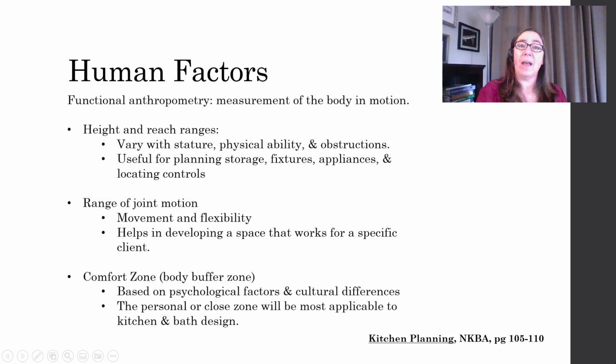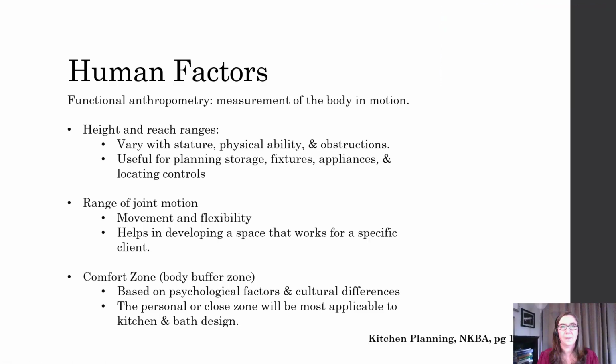We need to know this in order to plan storage, fixtures, the size of them, appliances, and for locating controls like light switches. We also study range of motion and flexibility, and this helps when you're planning for how your user is going to move around the space. One more piece to this anthropometry is the study of comfort zone or a body buffer zone. Turns out that this can vary based on psychological factors and cultural differences.